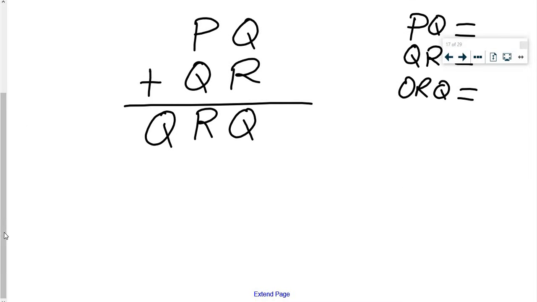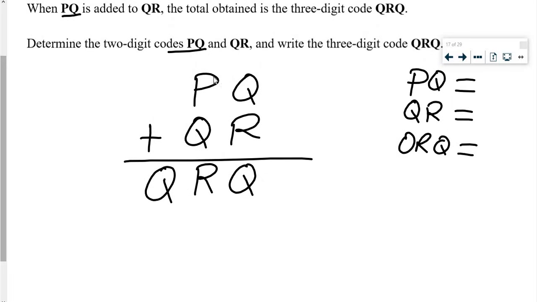It's simple. So what we do is that in order for a 2-digit number plus another 2-digit number to give a 3-digit number, this number here should be the largest possible 2-digit number, and this number here should be the smallest possible 2-digit number.